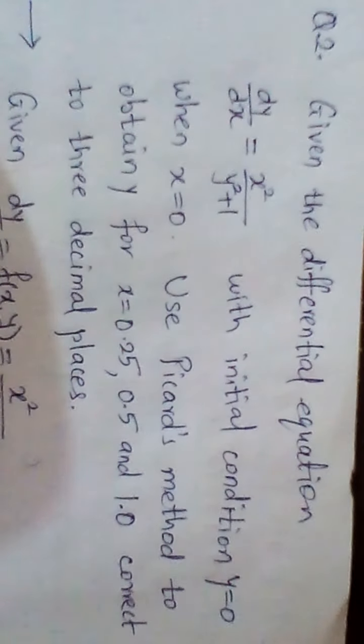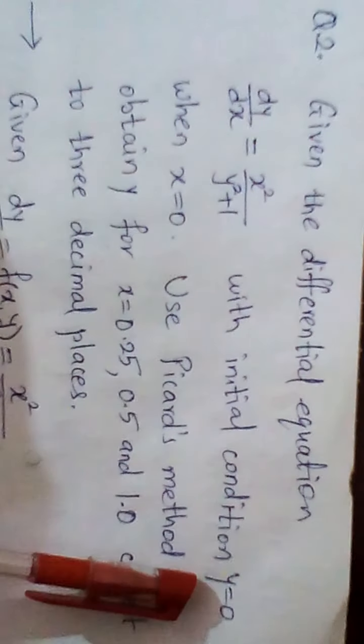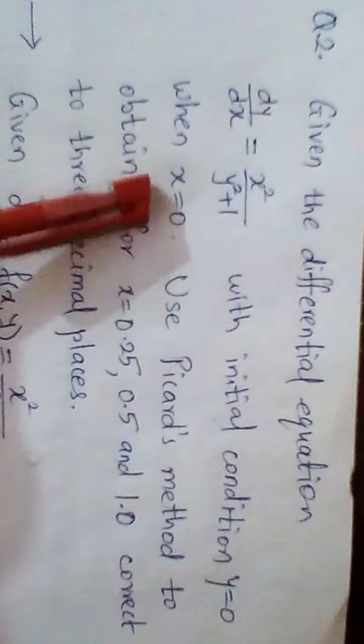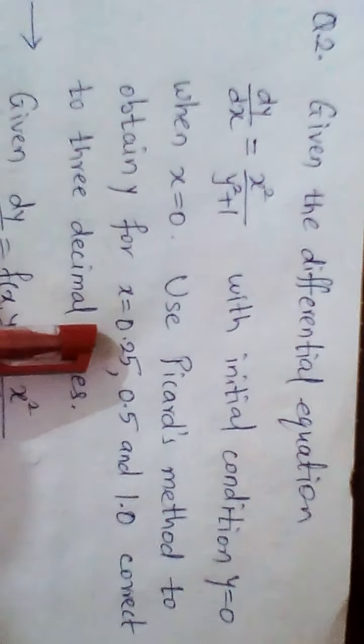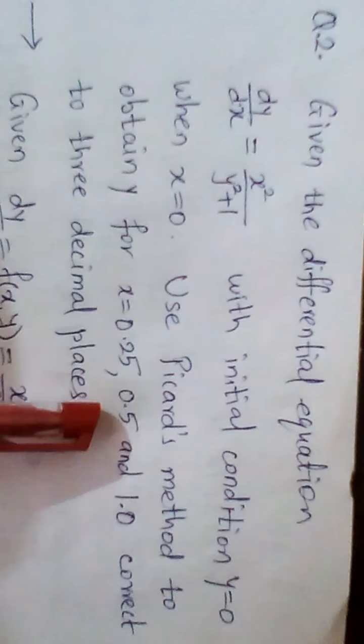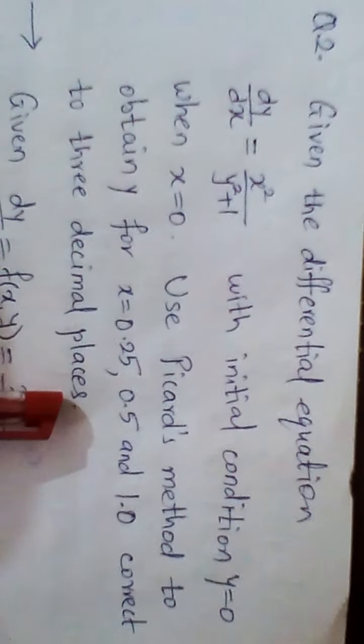Now let us solve the second question. The question is: given the differential equation dy by dx equal to x square upon y square plus 1, with initial condition y equal to 0 when x equal to 0, use Picard's method to obtain y for x equal to 0.25, 0.5 and 1, correct to 3 decimal places.